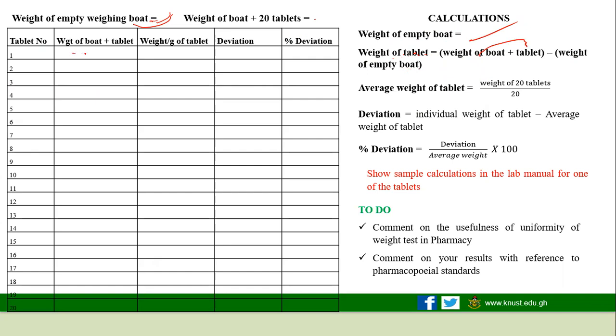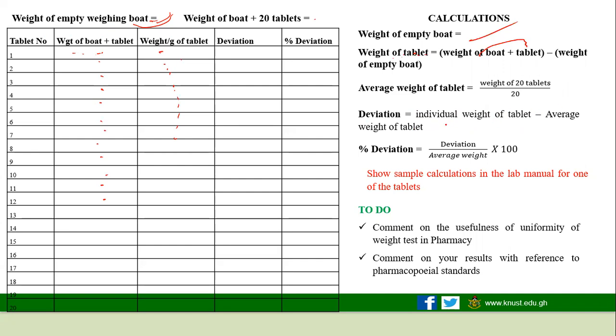Good. So what you weigh directly, if you put each tablet on the balance, you get the weight there. And then if you want to find the weight of just the tablet, you subtract the weight of the empty boat from it, right? Good. Now, the next thing is that you find the deviation. The deviation will be the individual weight of the tablet minus the average weight of the tablet.